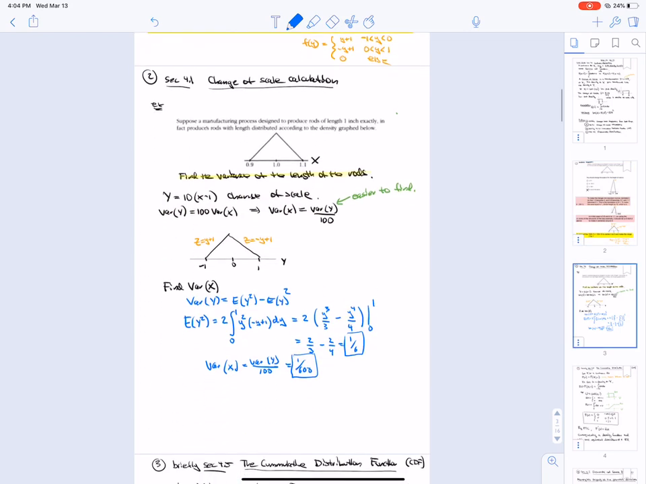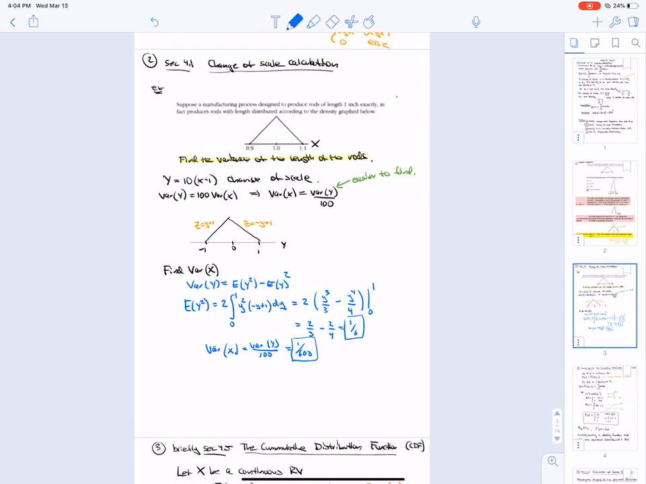So here's some more change of scale. Here's another change of scale calculation. So suppose that in this problem that we were considering, we want to find the variance of the length of the rods. So it's going to be much easier to find the variance of y than to find the variance of x. And the variance of x is the variance of y over 100. So let's just find the variance of y.